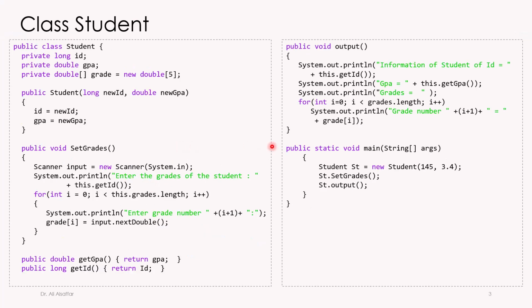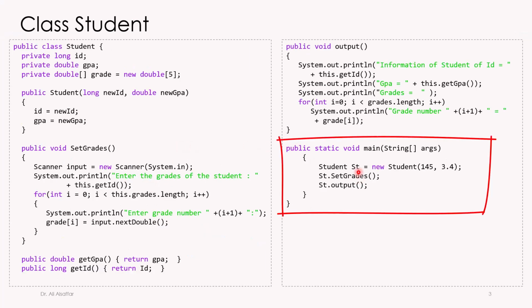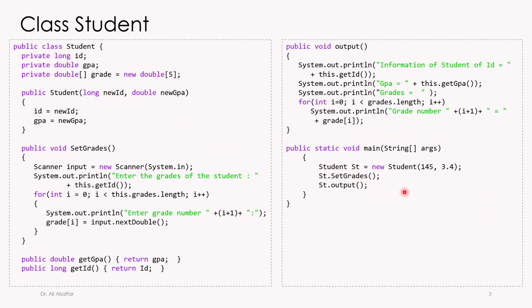For testing the student class, we are writing the main method inside the class itself. First, we are creating an object of the student class using the constructor by supplying the ID and GPA. Then we are calling the setGrades method that's going to read the grades for the student. And finally, we are printing the student information using the method output. And this completes the implementation for this class.